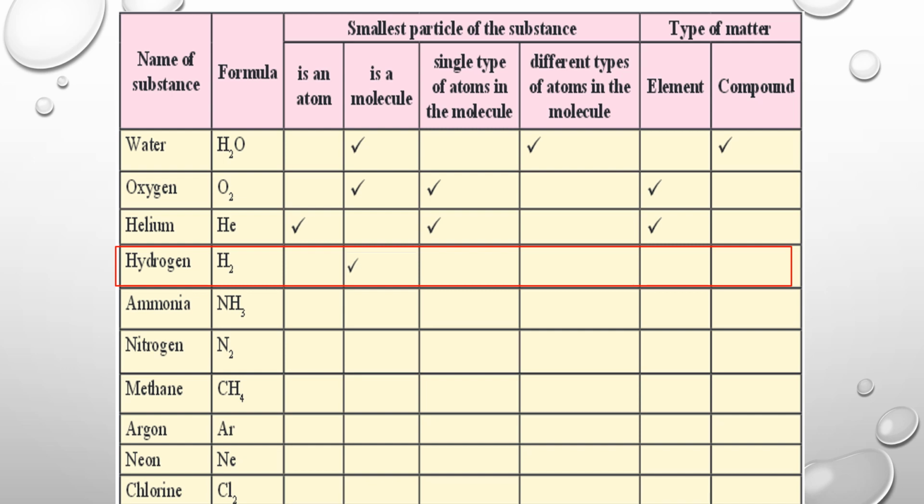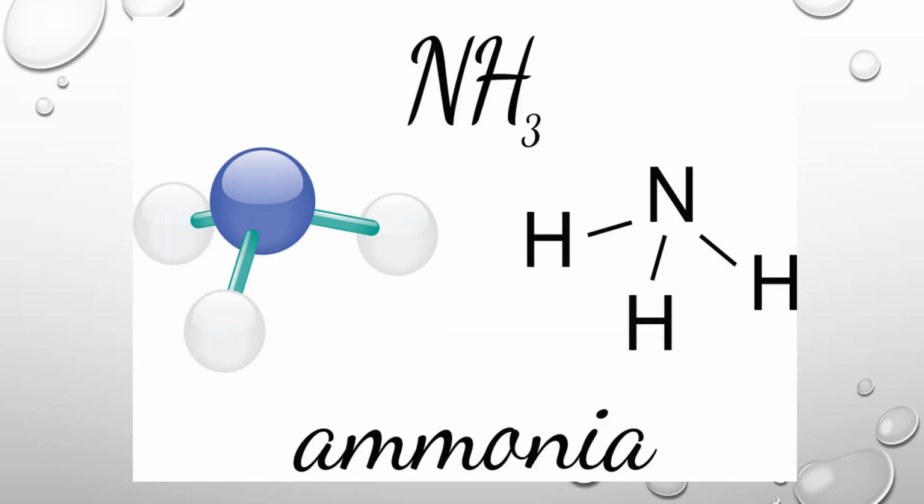Okay, now we need to solve single type of atom and different type of atom. Is there more than one capital letter? No, there is only one capital letter, that is hydrogen. It has only H in it, it has nothing else. So that is why this is going to be single type of atoms, and because it is single type of atom, this is going to be an element. Okay, let's look at the next one. Ammonia.